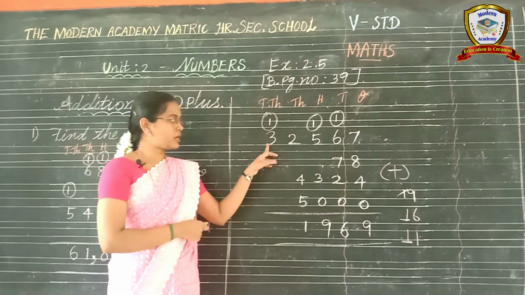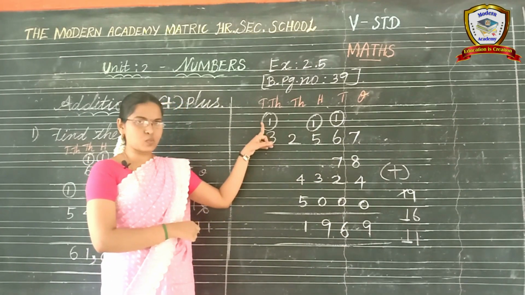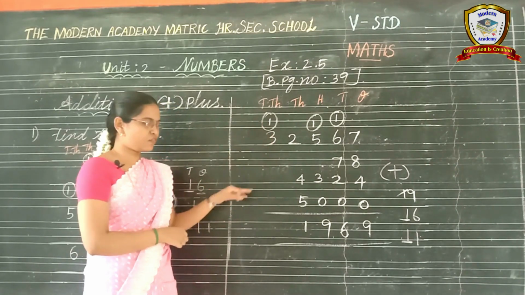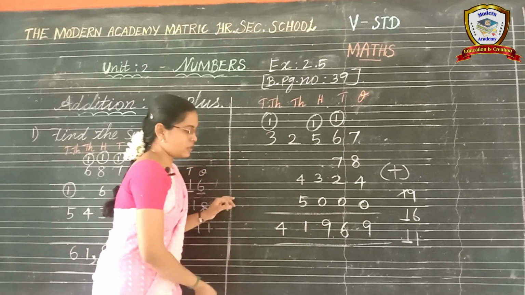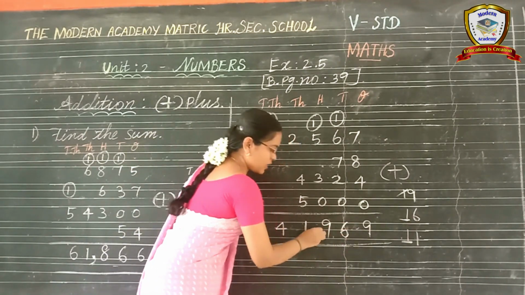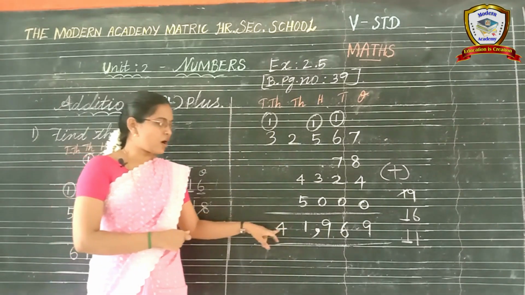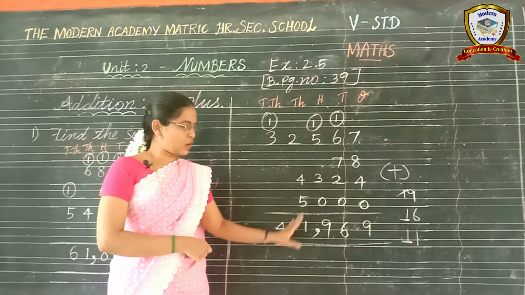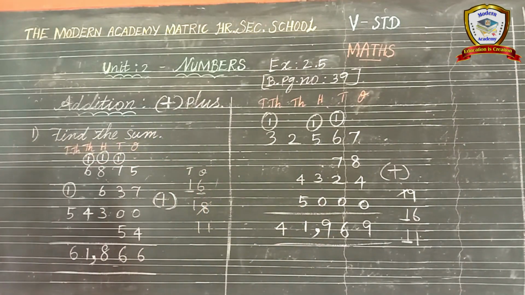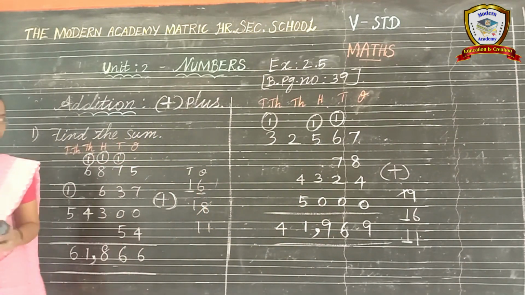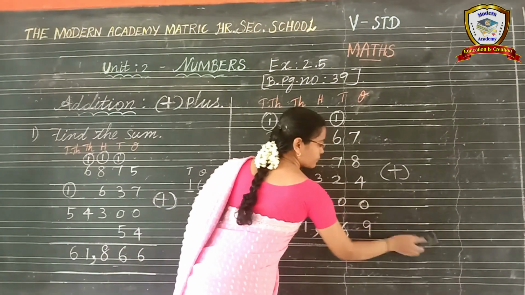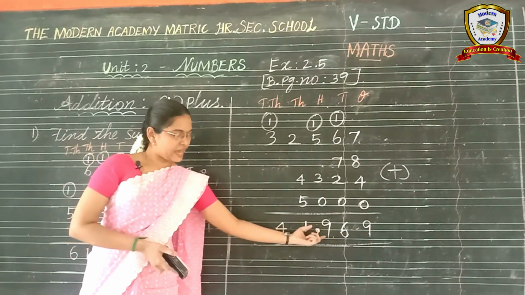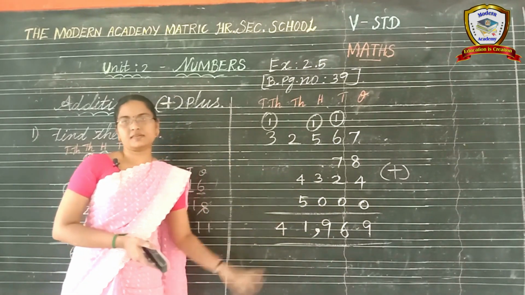Now here given only one number, so remaining number is 1. So add these two numbers. What is answer? 1 plus 3 is 4. Now 3 digit before insert comma. So what is answer? 41,969. Okay, can you understand? Second question answer is 41,969.